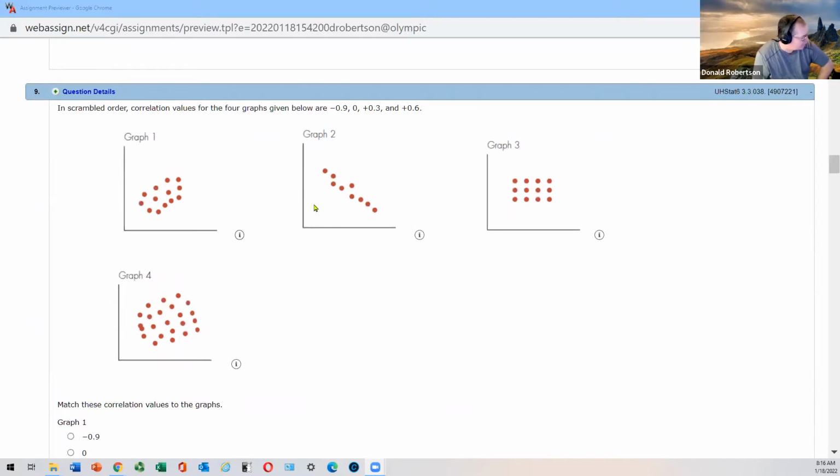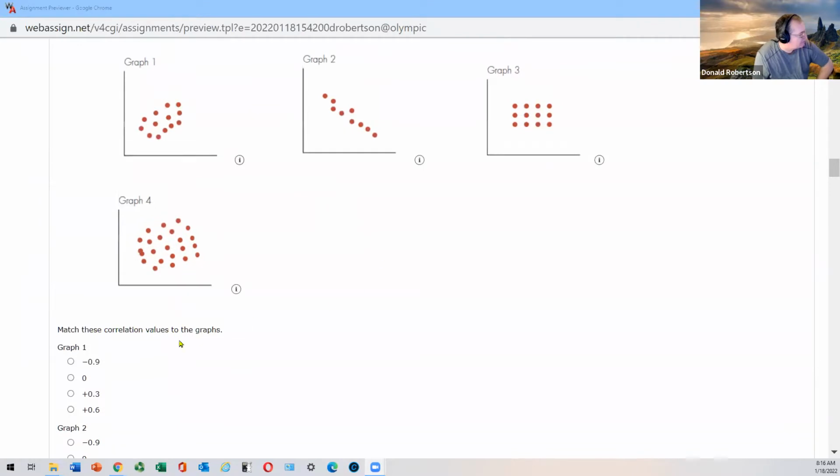Here are the same 4 graphs, but graph 1 has got 4 numbers it could be, and you have to pick only from this choice of 4 which one you think graph 1 is. I'd say it's 0.6. I would think that would be correct.